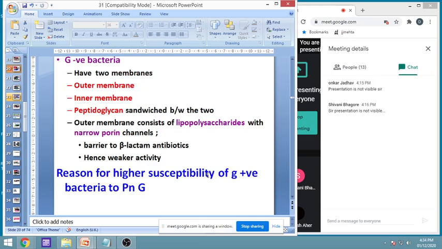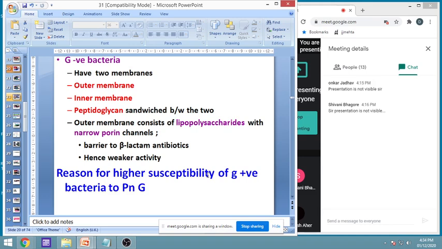Gram negative has two membranes, outer membrane and inner membrane. Peptidoglycan is sandwiched between these two. Because of that, the outer membrane, which consists of lipopolysaccharides, has narrow porin channels. These are pore-like channels, small porin channels.